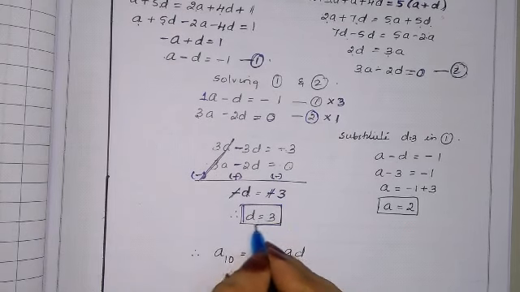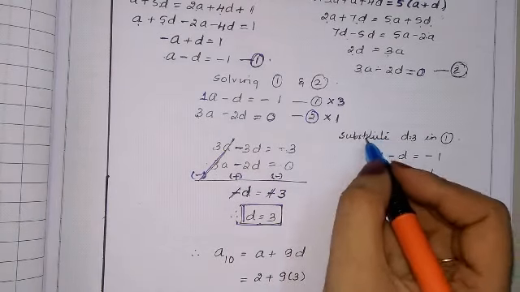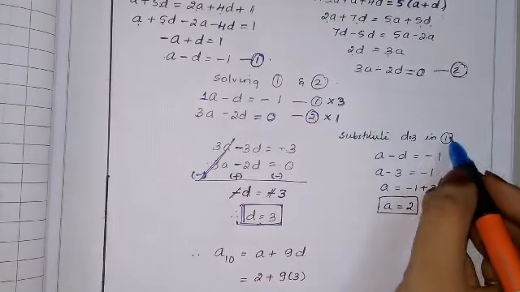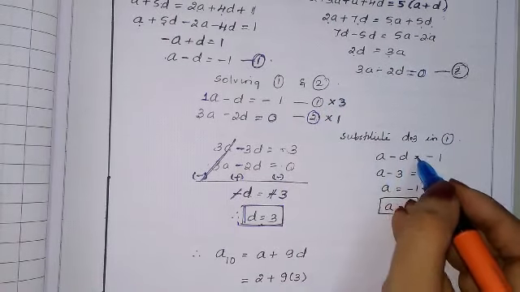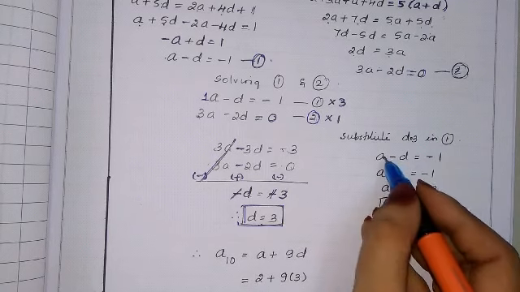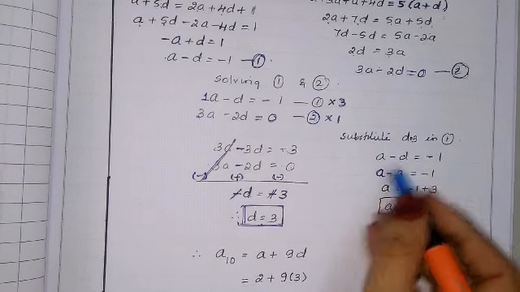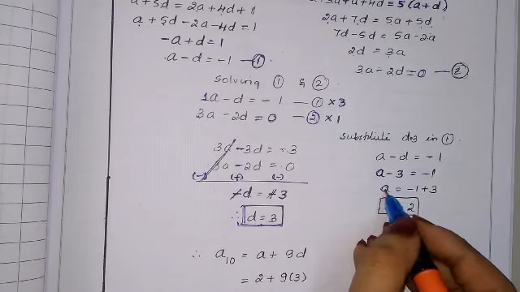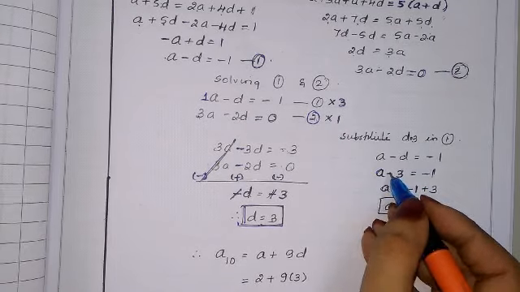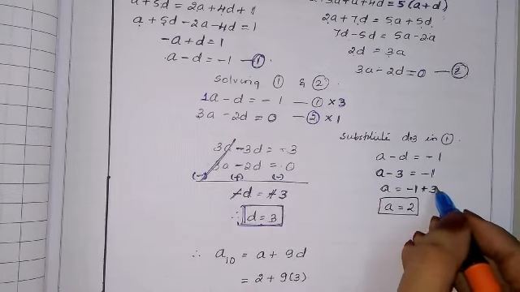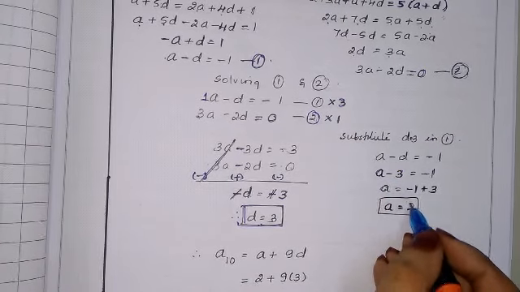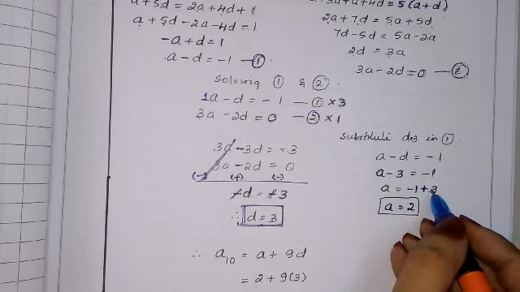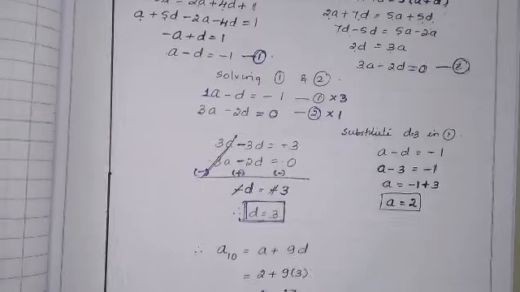What do we have to do with this 3? Substitute D is equal to 3 in any one of the equations. In equation 1, A minus D is equal to minus 1. A as it is, minus D value we got 3, is equal to minus 1. A is equal to minus 1, minus 3 if we bring this side, plus 3. A is equal to 2. 3 is having plus sign, so 2.